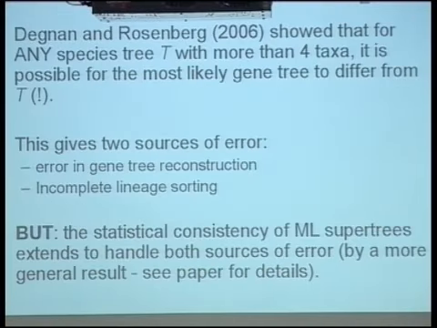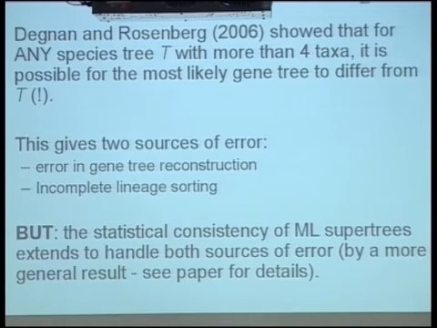Now, there was a recent paper by Degnan and Rosenberg, which was very interesting because they were talking about gene trees. And what they said was that if I have any species tree with more than 4 taxa, it is possible that the most likely gene tree for any gene is in fact going to differ from T, from the true tree. And if I took a simple majority rule approach to building my species tree, just by counting the trees that were most frequently represented across the genes, I would get it wrong.